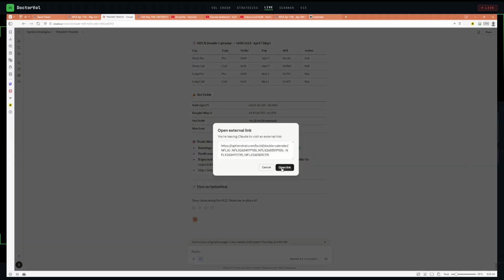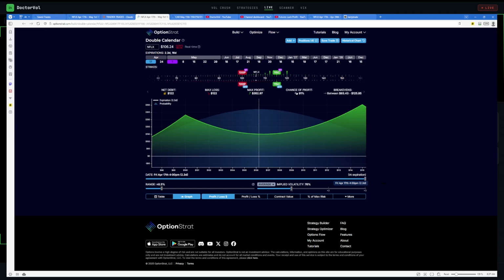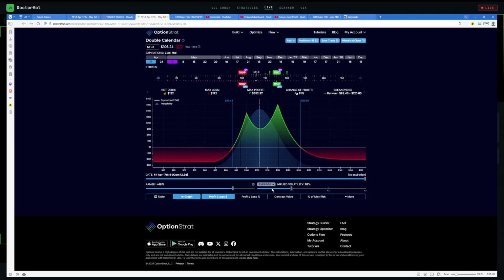Let's view on OptionStrat. Let's see if this actually works. And yep, it formed the trade for me. 100, 115 strikes, the right expiration dates. We can progress over the course of time and see how the trade works. And then there you go.